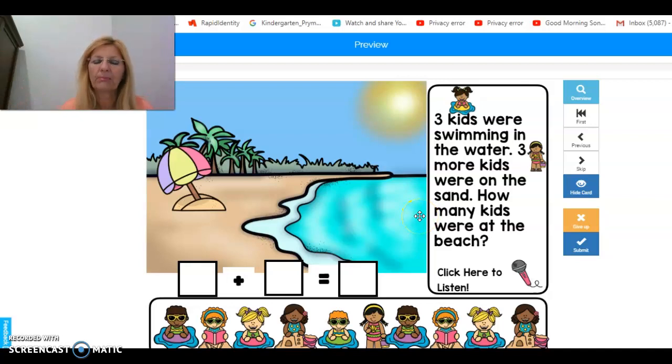Let's read the story word problem. Are you ready? It says 3 kids were swimming in the water. 3 more kids were on the sand. How many kids were at the beach? So that's a word problem. And what we do is we look at the numbers and we think about what they're asking us. They're saying there were 3 kids swimming in the water. So we can act that out.